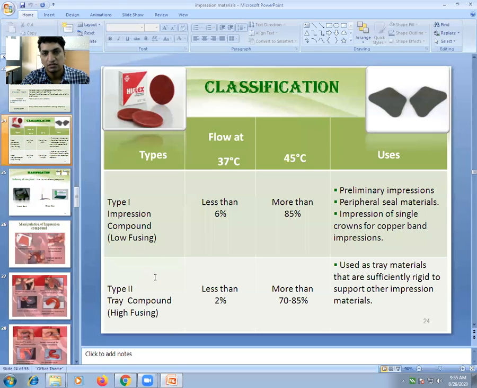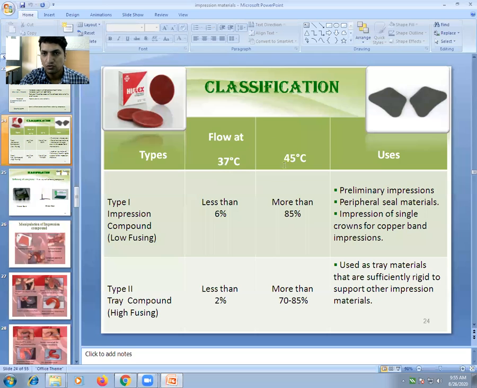Composition-wise they are both the same. The only difference is the filler content, which makes type 2 more viscous, or more rigid, than type 1. That's why type 2 is used for fabrication of trays, and type 1 for impression making.